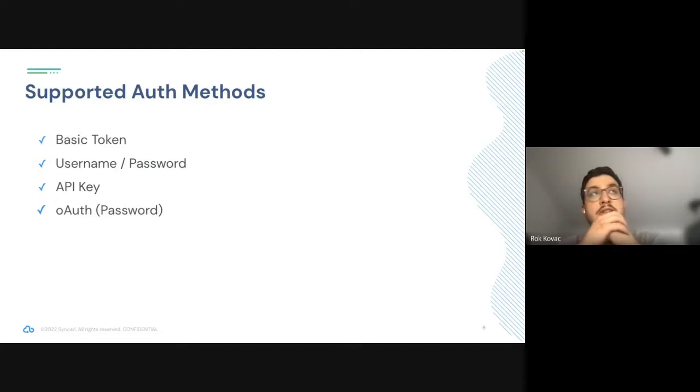And currently, as I mentioned before, Syncari doesn't yet support all of the authentication methods, but we do now support the most commonly used ones. So basic token, username and password, API key, or OAuth. This OAuth is a recent addition. We currently support the username password iteration. So when you have OAuth with username, password, client ID, and secret, that is currently supported. Other flavors of OAuth are not yet supported, but we're working towards it and hope that we'll add more support in the coming days.